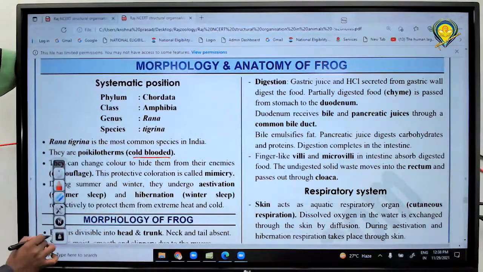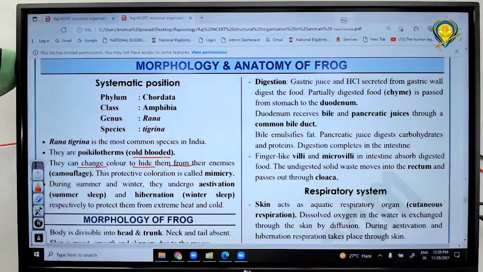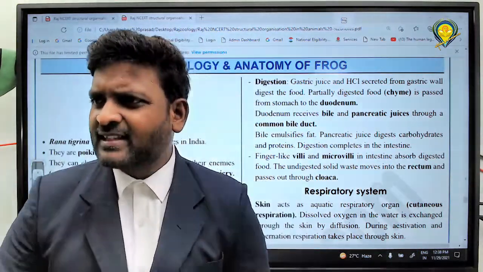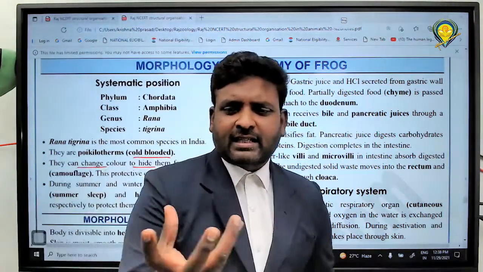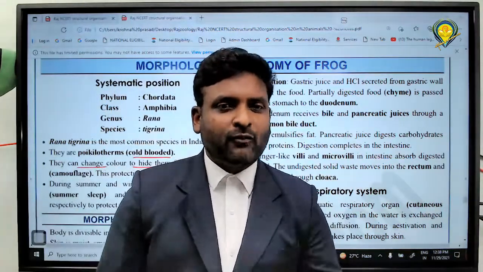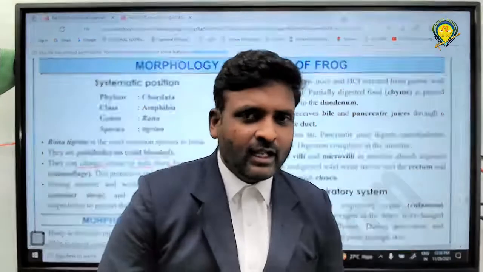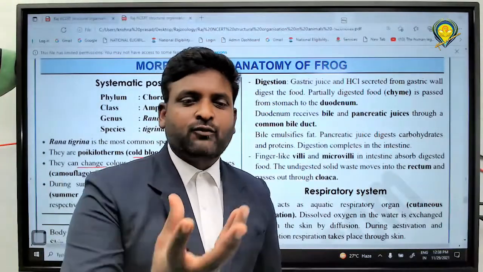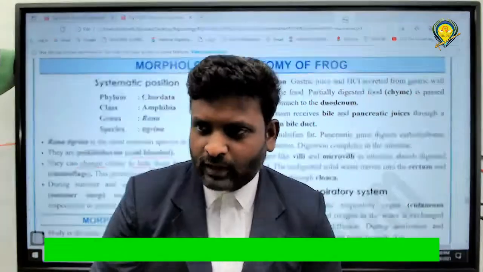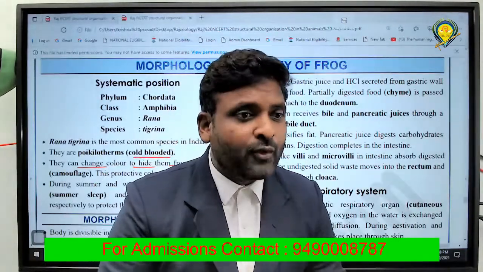And next, they can change their color to hide from their enemies, nothing but escaping from the predator. For example, have you ever seen the camouflage of a frog? If you observe frogs at the time of rainfall, in the rainy season, suddenly you can find a frog there while it is jumping within the water only.